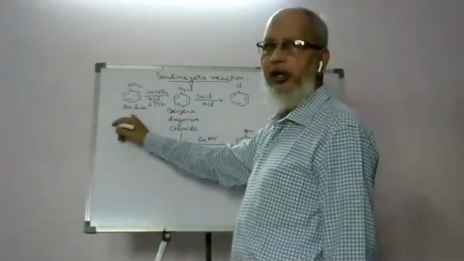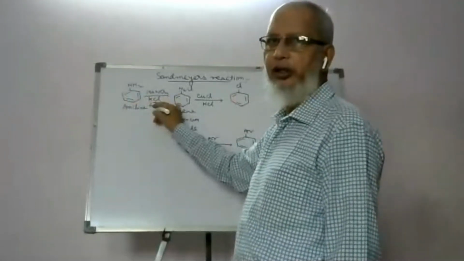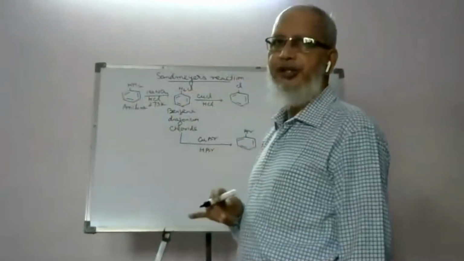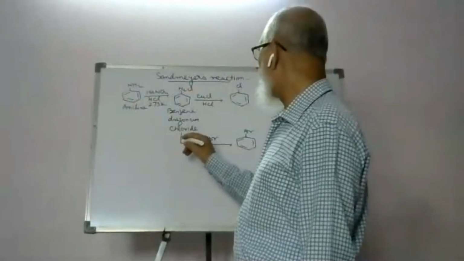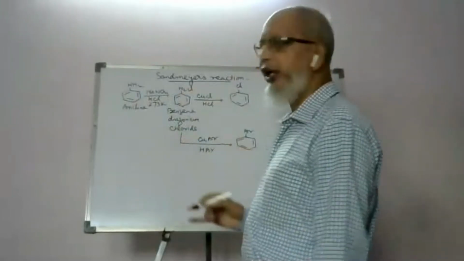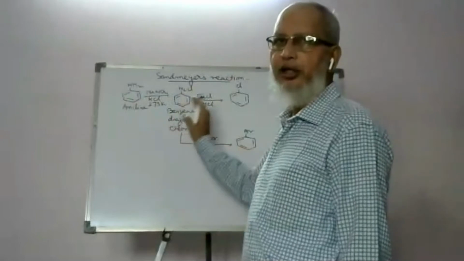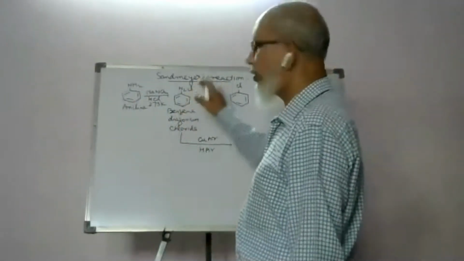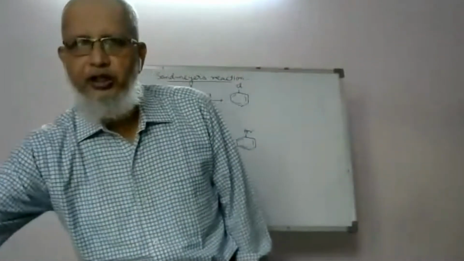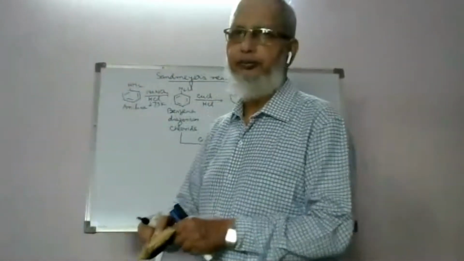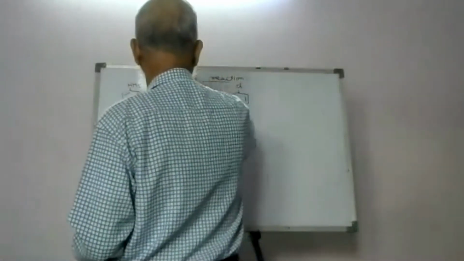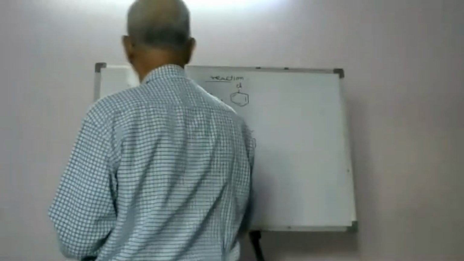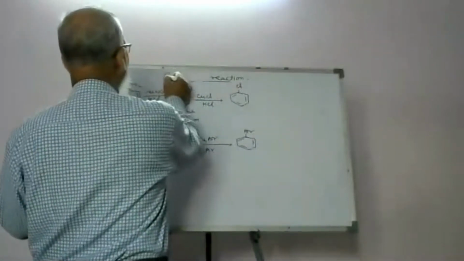First you will convert aniline into benzene diazonium chloride, then this on heating with cuprous chloride and HCl will give you chlorobenzene, and on heating with cuprous bromide and HBr you will get bromobenzene, and this reaction is called Sandmeyer's reaction. Now instead of using cuprous chloride, if you use copper, then this reaction is called Gattermann's reaction.